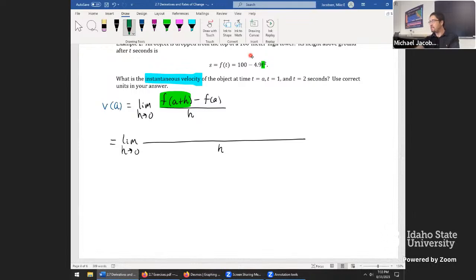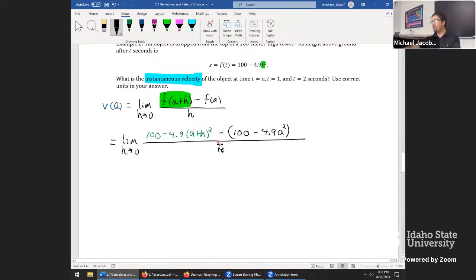It will be 100 minus 4.9 times a plus h squared. And that's it. That's our full evaluation there. Then across minus, we need to copy an f of a. We have to be super careful with parentheses because the function involves 2 terms, not just 1. And f of a, I mean, that looks weird in a certain sense, right? Function here, we will just turn into an a squared. So 100 minus 4.9 a squared.